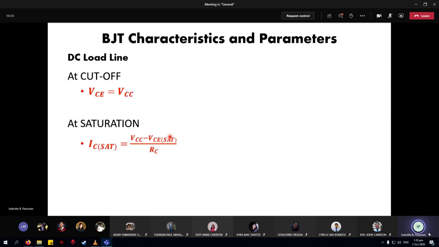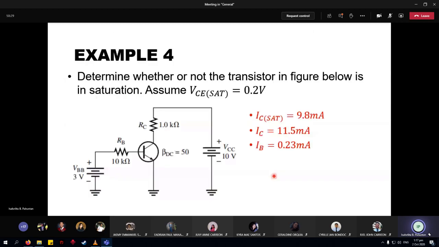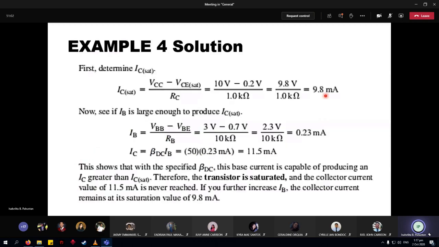Okay? So, like here, ano? Determine, andito naman yung solution, ano? Tingnan na lang ninyo, okay? Determine whether or not the transistor in the figure below is in saturation. Assume that VCE sat is equal to 0.2 volts. So, you know how to compute for this, ano? The IC sat, you compute it as VCC minus VCE sat over RC. You simply plug in the values and you will be able to get the IC sat to be 9.8 milliamperes. So, this is your IC sat.